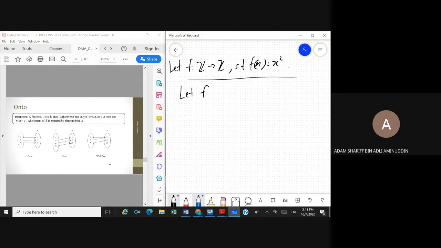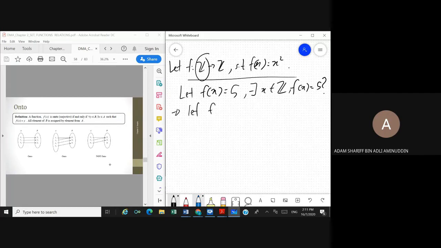Okay, for this question, let's see. If I let f(x) = 5, the question, is there an x from the integer domain here such that f(x) = 5? Ada tak? Is there any integer? When you square, it will be 5. Some of you may say, there is no integer. How to write it? This is a very clever way to write this. The proof start now.